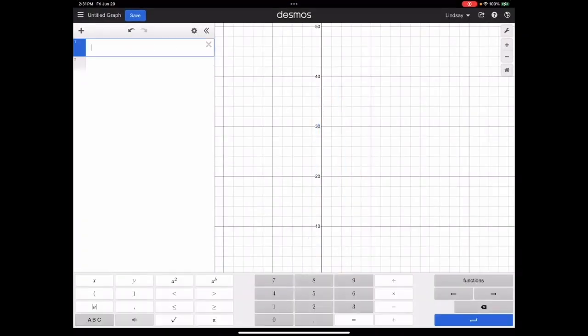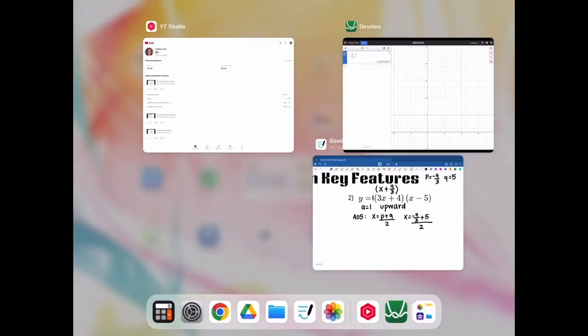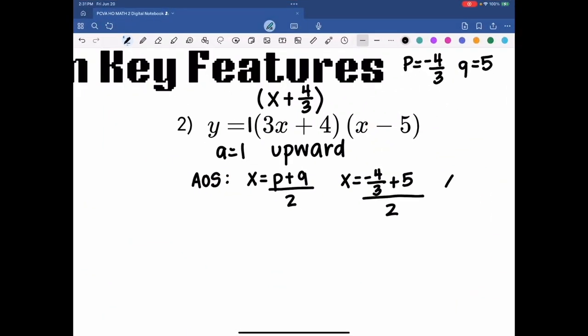All right, I'll make sure I get this typed in correctly. So negative 4 over 3 plus 5, and that's going to be divided by 2. And that's going to be 11 over 6, or about 1.8. So my axis of symmetry is at 11 over 6.